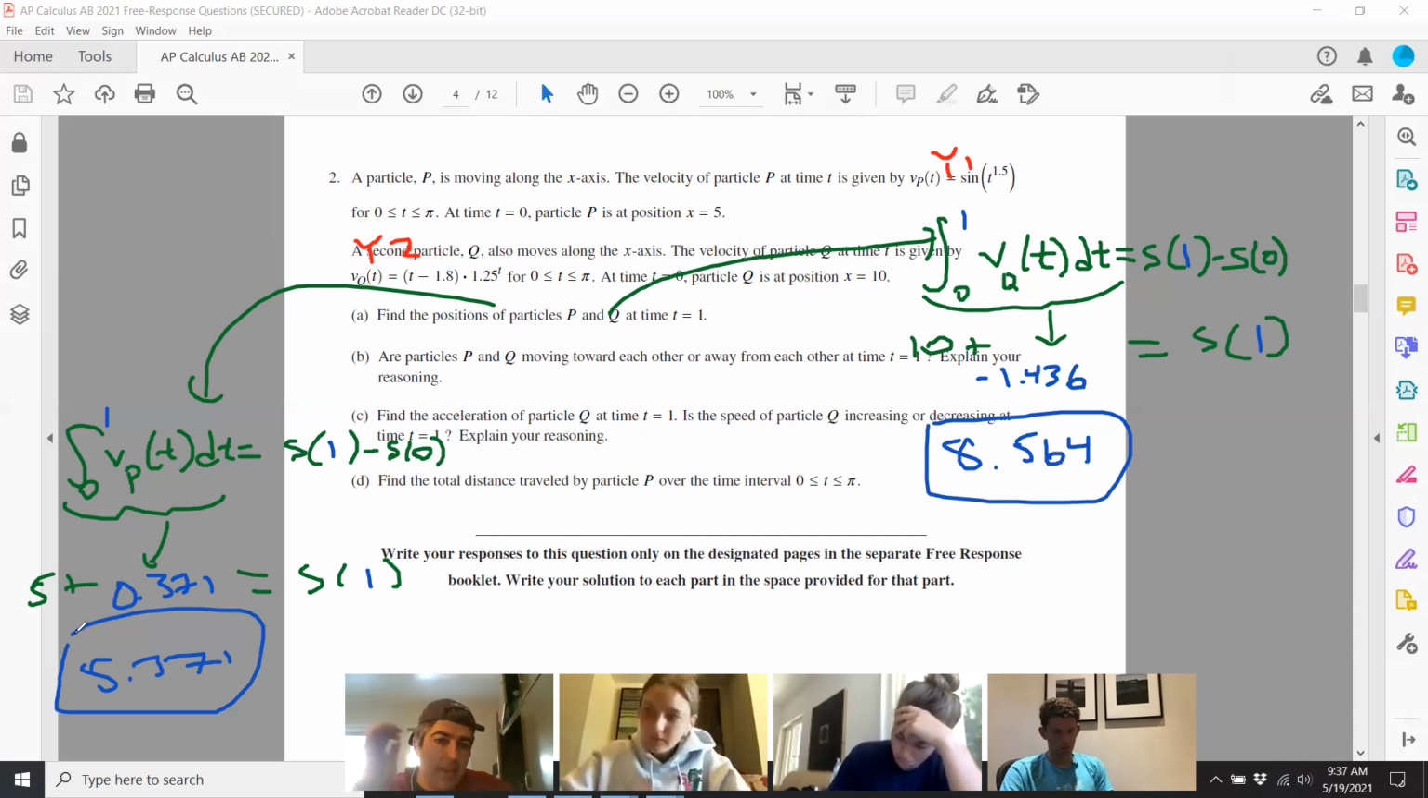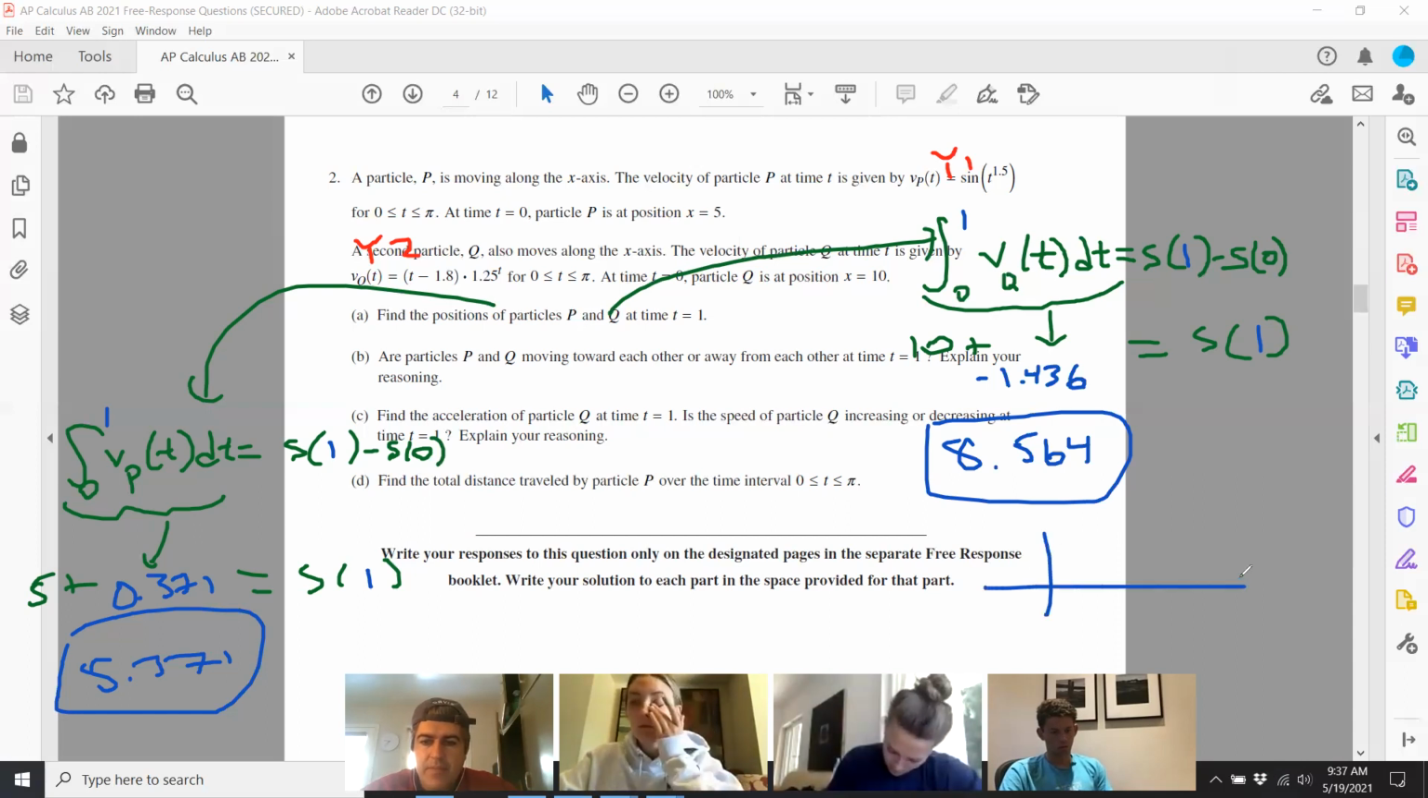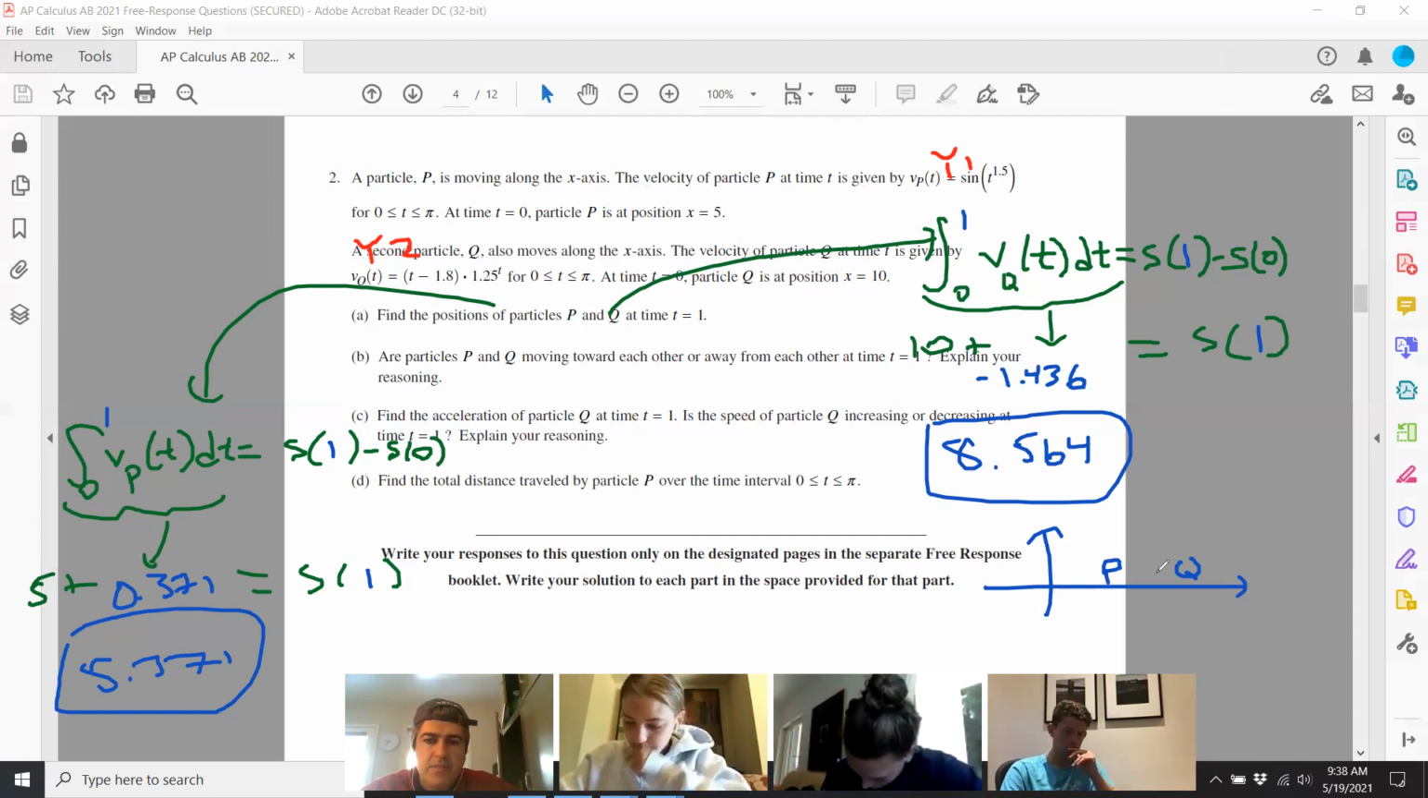All right. Now we know the positions. Now we need to know, are they moving towards each other or away from each other? You can think of a number line, or coordinate plane. So P is right here, Q is right here, because Q is to the right of P, because Q has a further position. Let's consider what the velocities are at those moments. What is the velocity of each of those at 1?